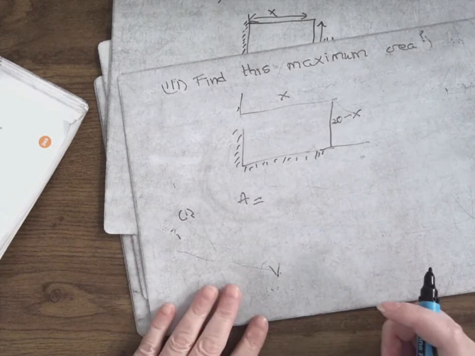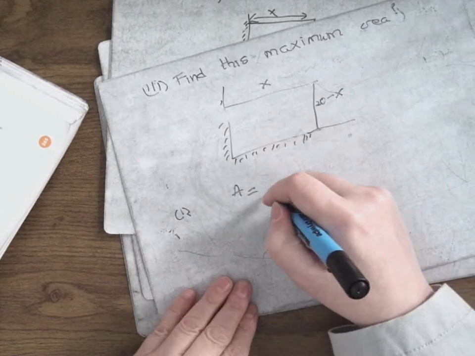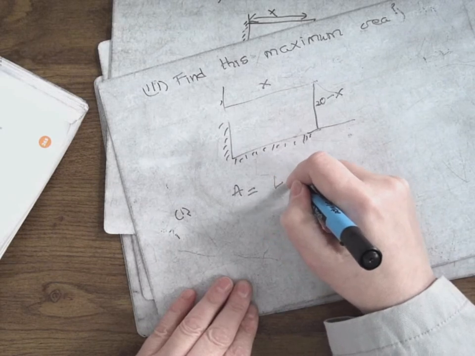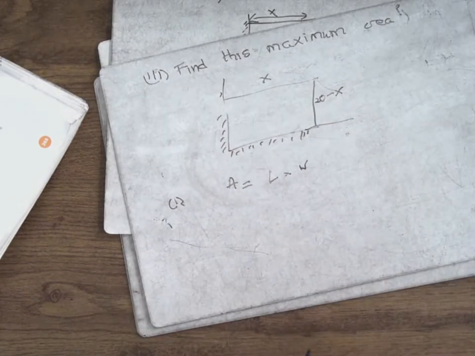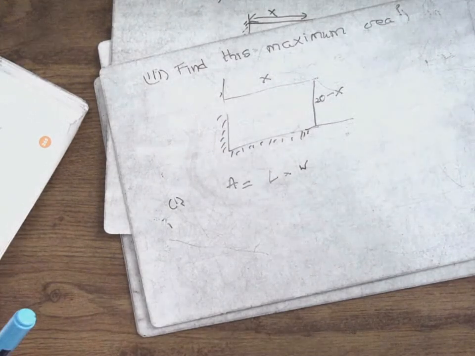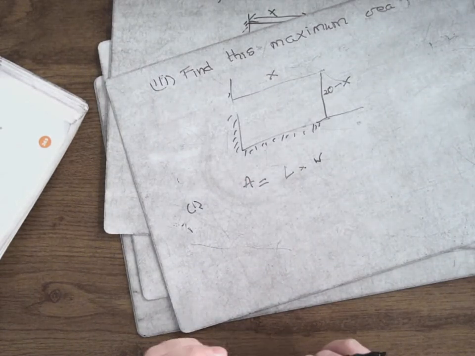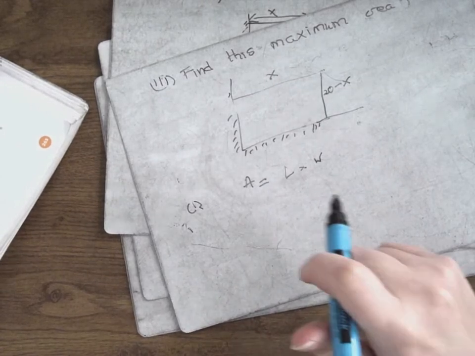So area. What did I say the area of a rectangle is, please? Length multiplied by width. Would you agree? If I write that down, I've got marks. So I learned area of a rectangle is length by width in primary school. So in my leaving cert, I can get marks with stuff I learned in primary school.